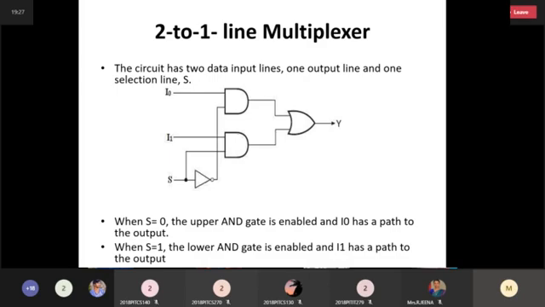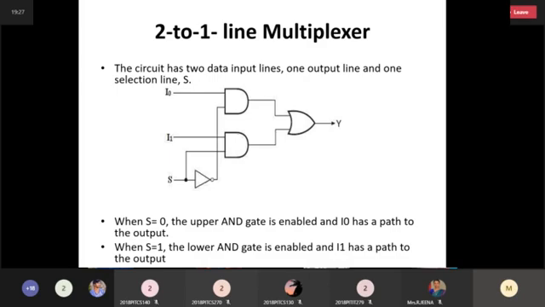When S is 0, the upper AND gate is active, that means I0 is activated. So what is the path? I0 into S bar. Next, I1 means I1 into S. Both are fed to an OR gate.